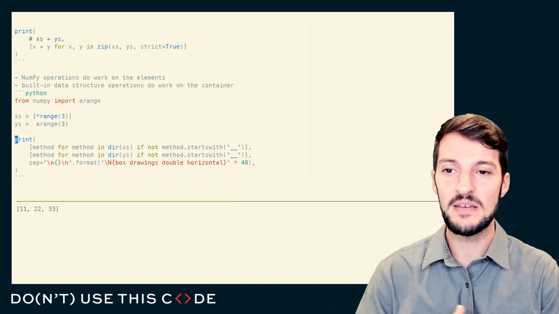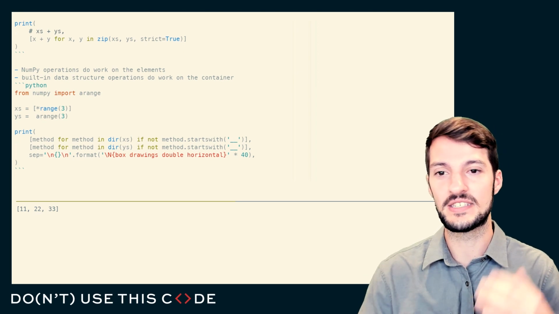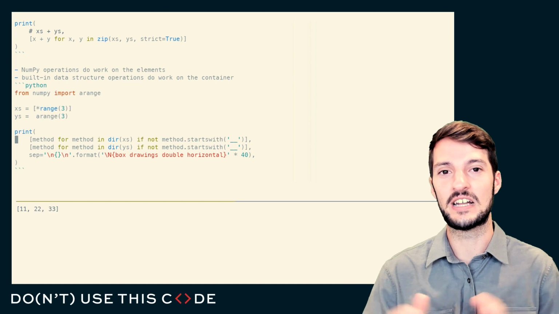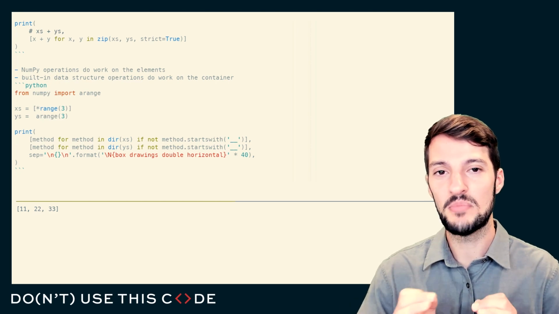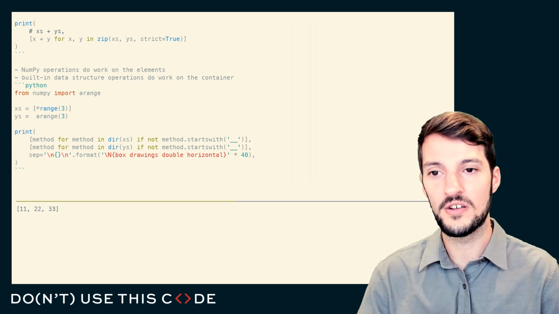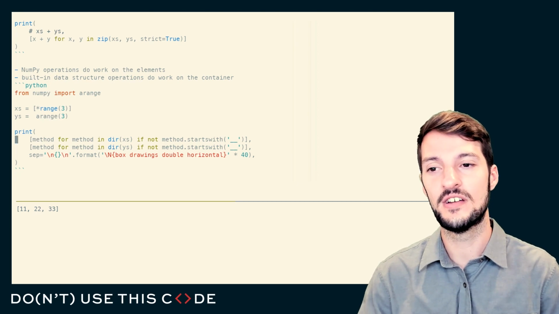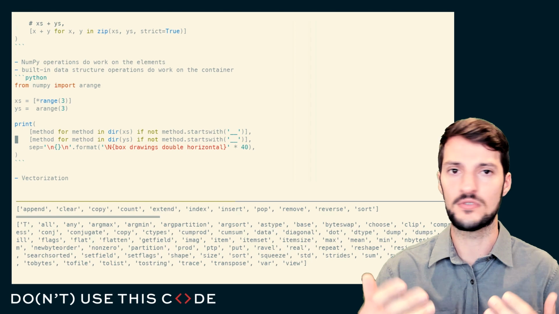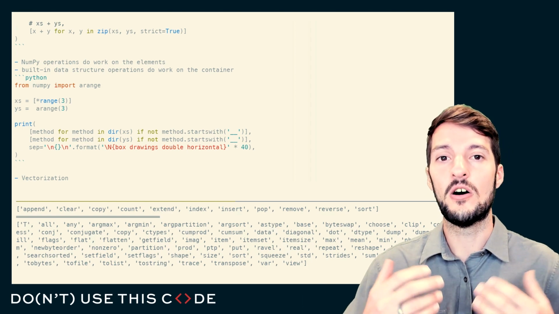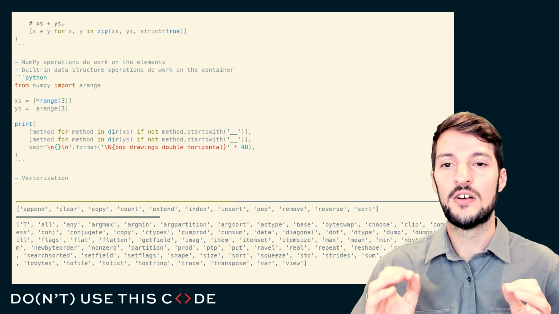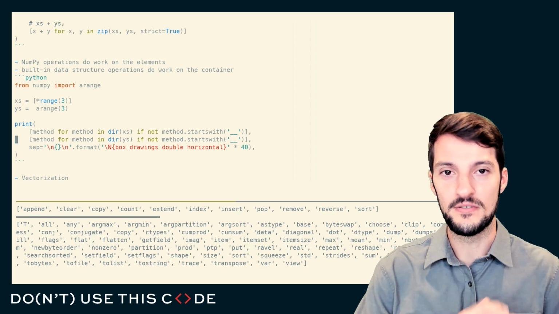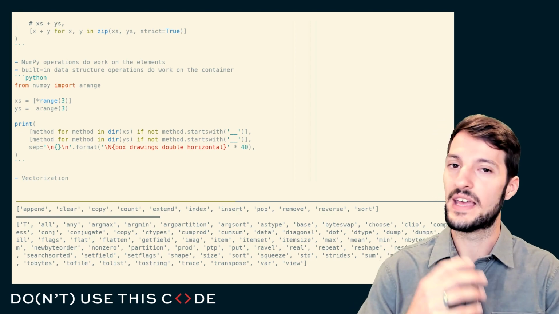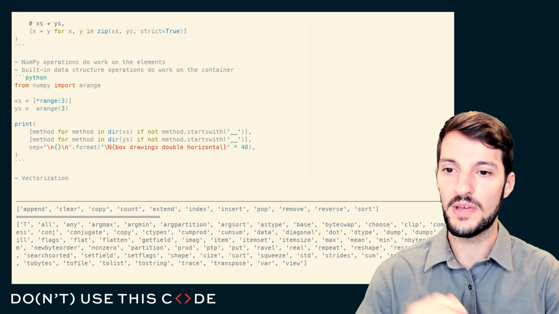If we examine the operations in NumPy and examine operations on pure Python containers, we'll note a dichotomy. And that is that the NumPy operations work on the elements within their container, whereas the pure Python operations on a list or a tuple or a set, a dictionary, right? All of our base data structures do work on the container itself.